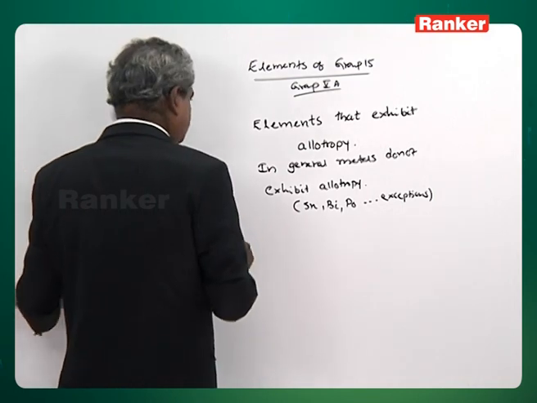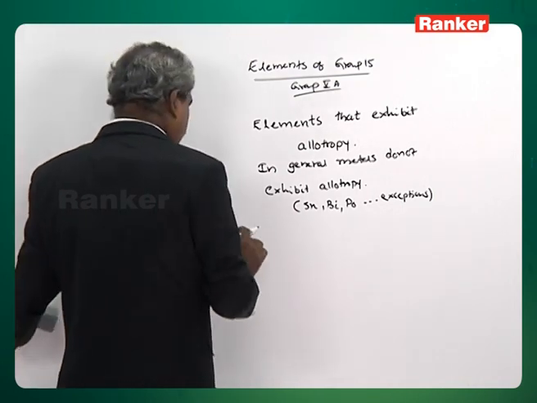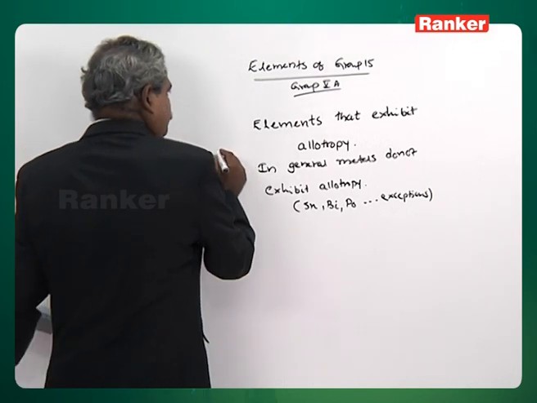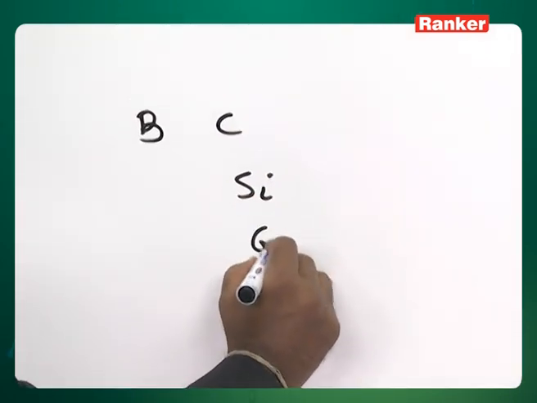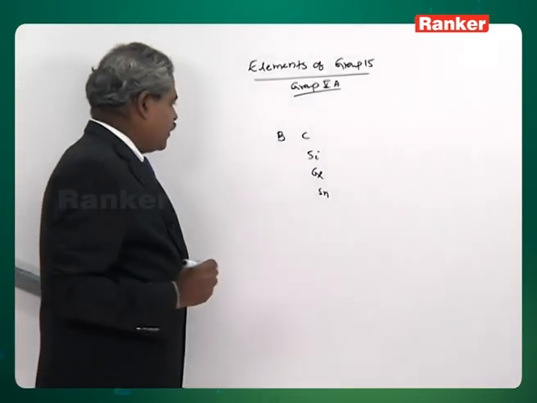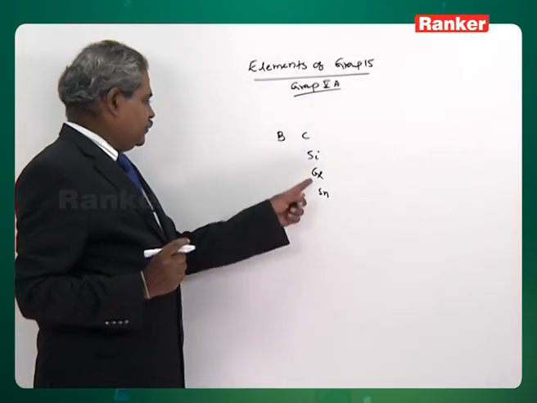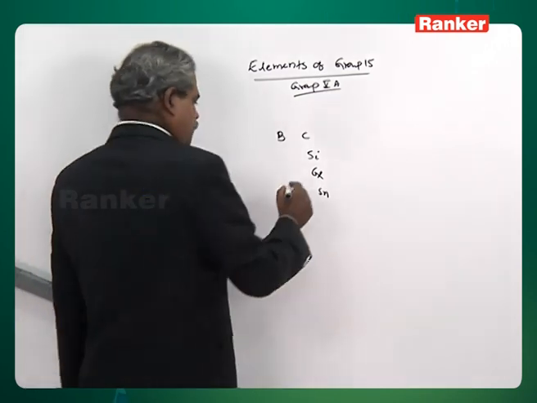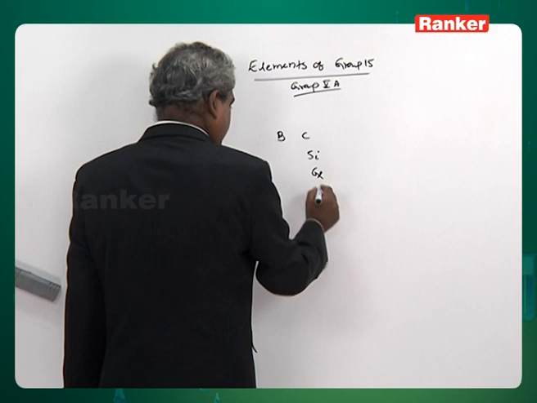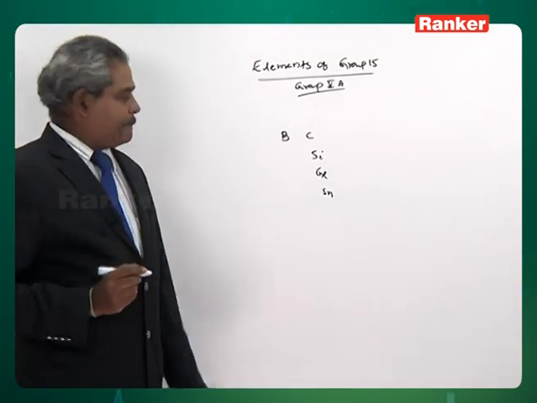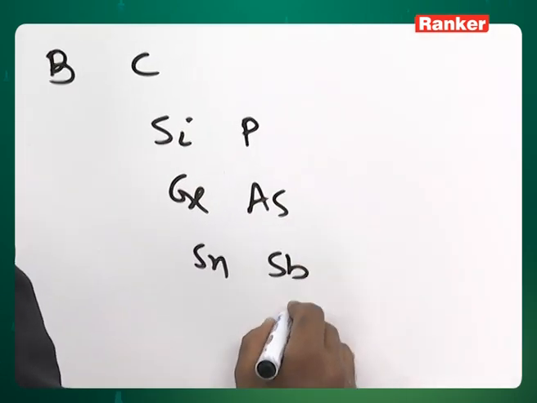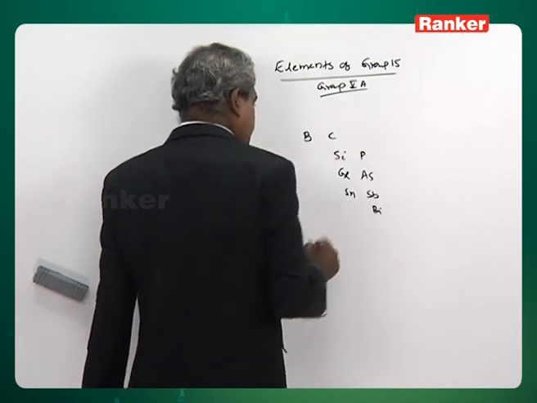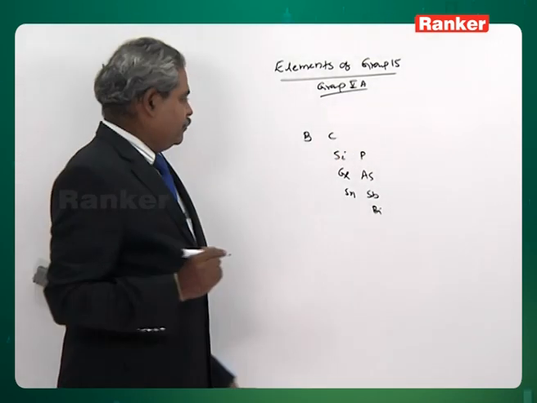Now, elements that exhibit allotropy, let's make a list. Boron from the third group, look here. Boron, carbon, silicon, germanium, stannum, these four from the fourth group. Carbon, silicon, germanium, stannum, everyone except lead. Phosphorus, arsenic, antimony, bismuth. That is, except nitrogen, everyone in the fifth group.